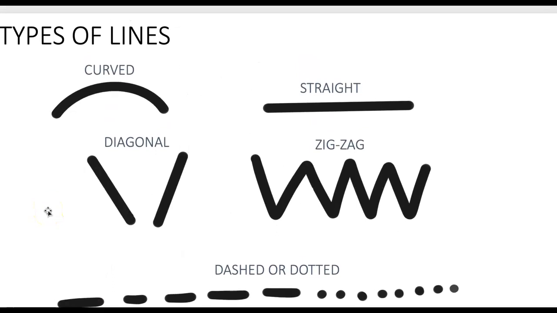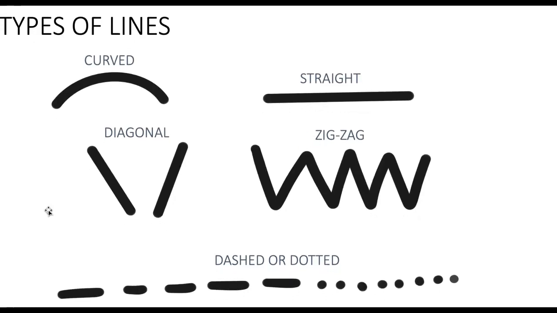Types of lines. Well, just like we learned in elementary school, we have all different types of lines. They can be curved, straight, diagonal, zigzag, and back to implied lines, dashed or dotted. This, of course, brings us to the point of motion, pun intended. This is where you can imply direction or have your viewer look at certain areas of your composition.